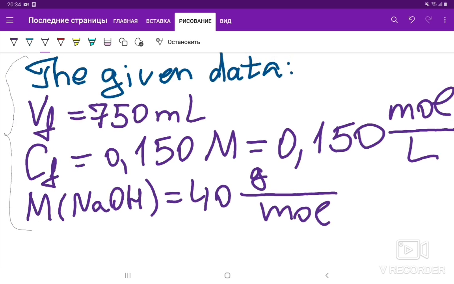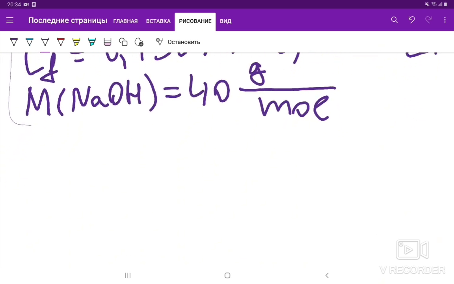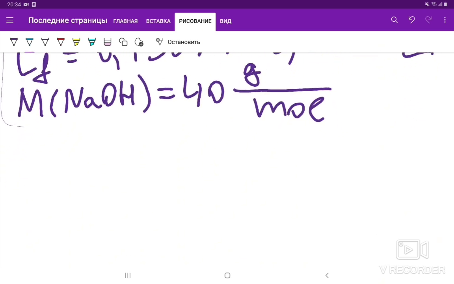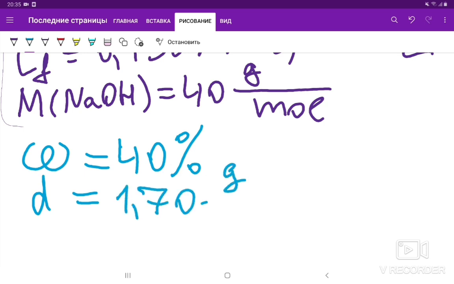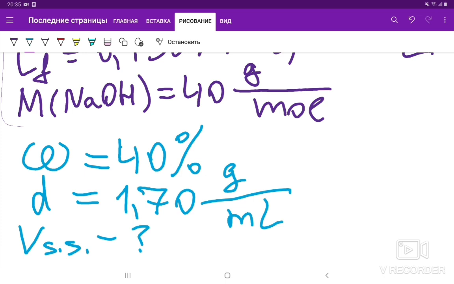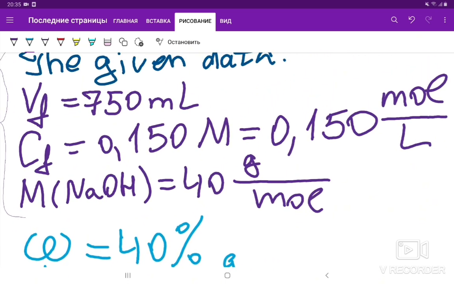But we also have the stock solution. What about the stock solution? It's given that its mass fraction is 40% by weight. It means that in 100 grams of solution we have 40 grams of sodium hydroxide. The density of the stock solution is given: 1.70 grams per milliliter. We need to find the volume of the stock solution. Right. This is the data that we have.